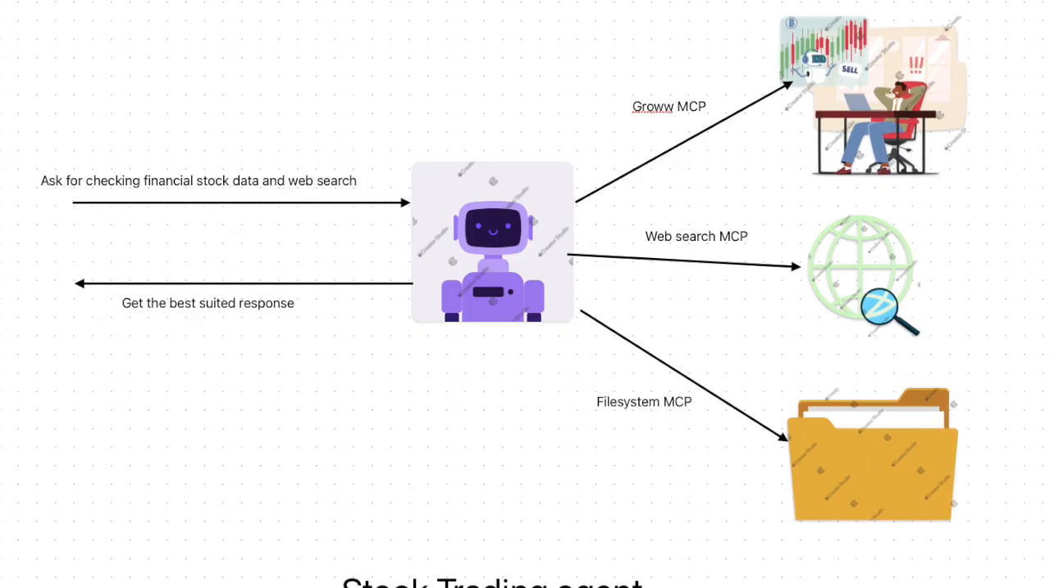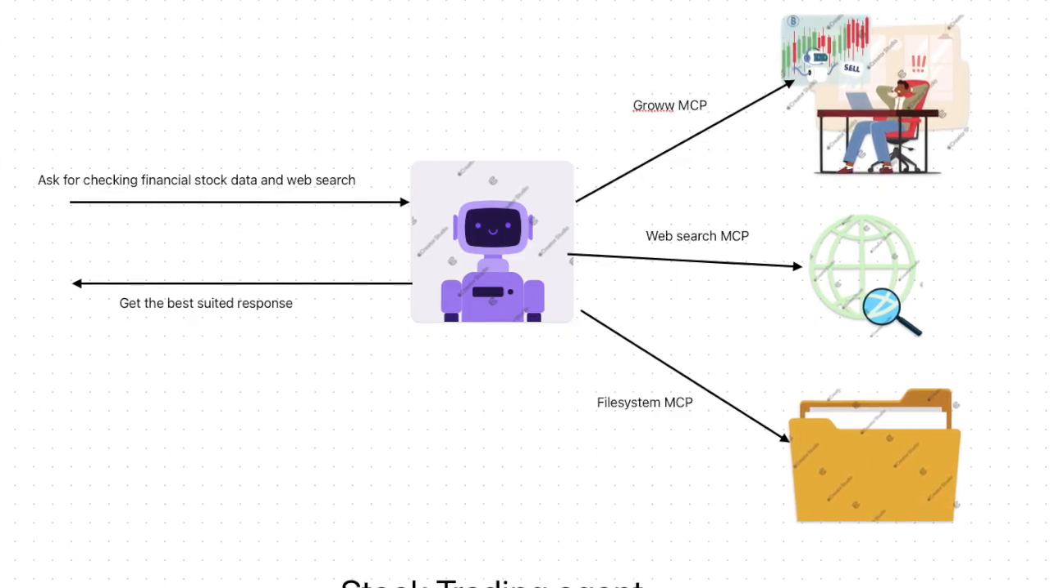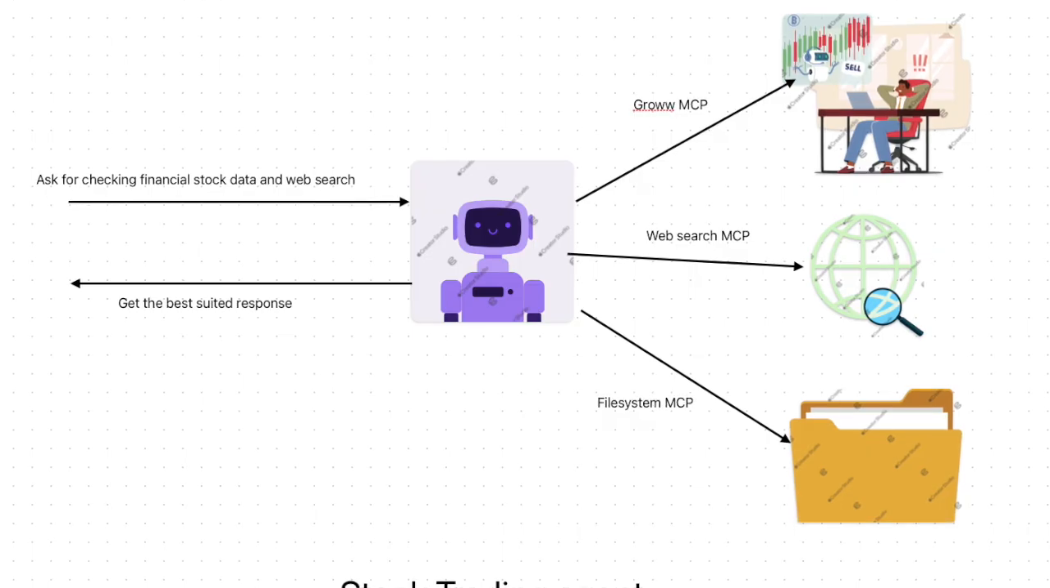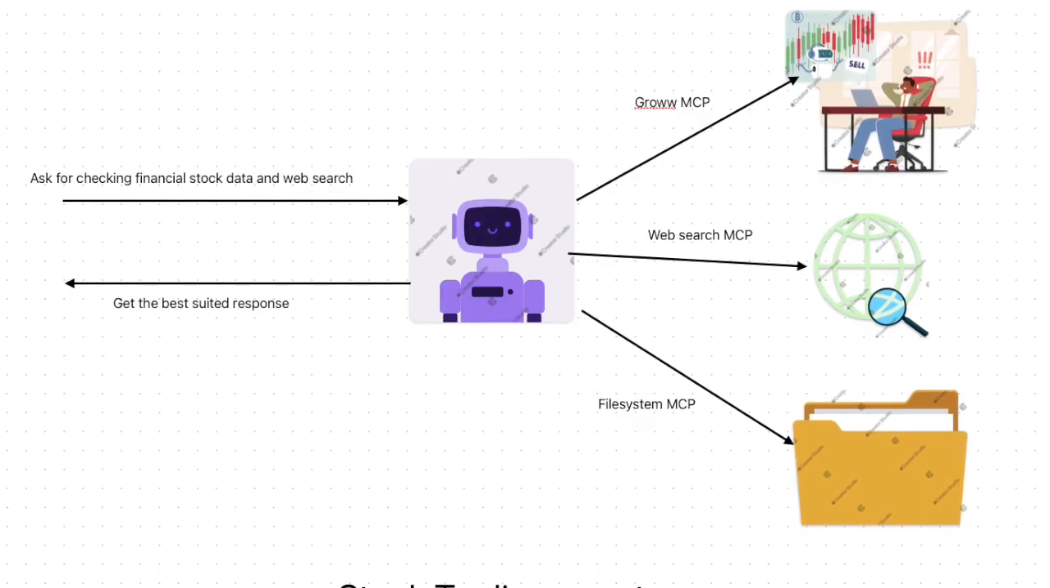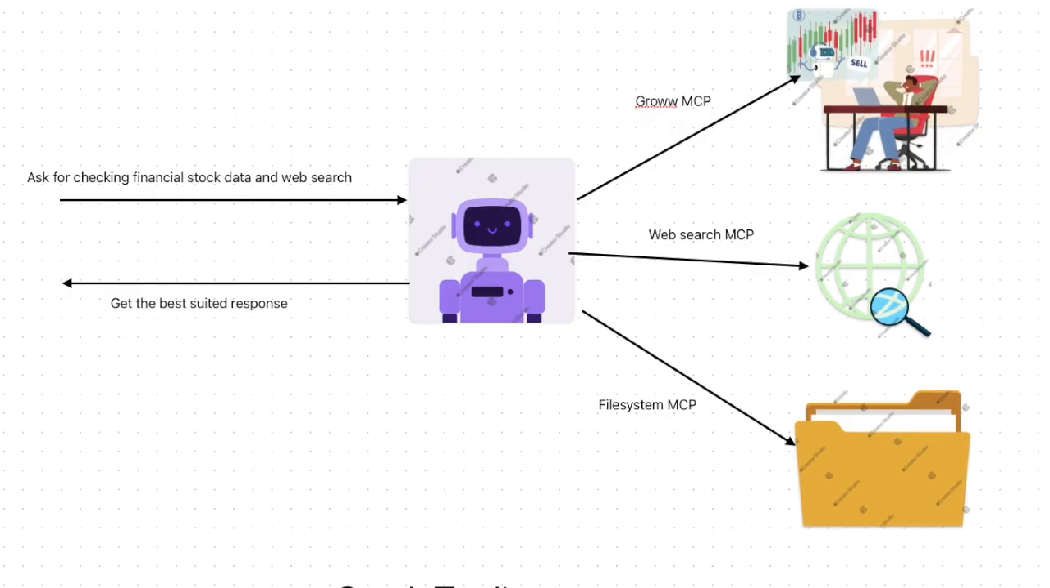So we can just connect the MCP of Groww server or Zerodha server, whichever you are using. We can connect the MCP tool for the particular broker company, and then we also need to connect the web search tool. We can utilize Tavily or other web search tools. And we can also connect the file system MCP.